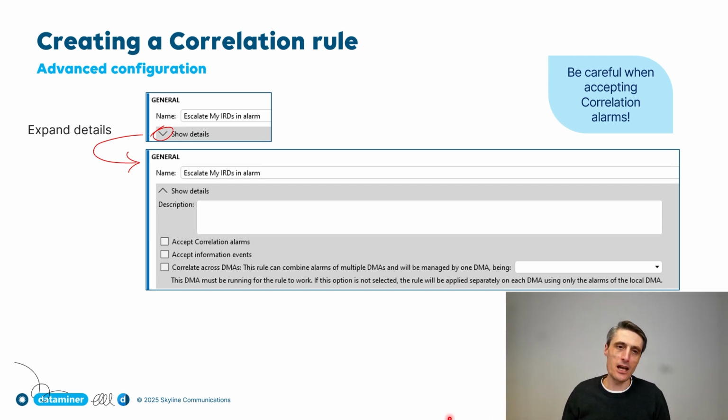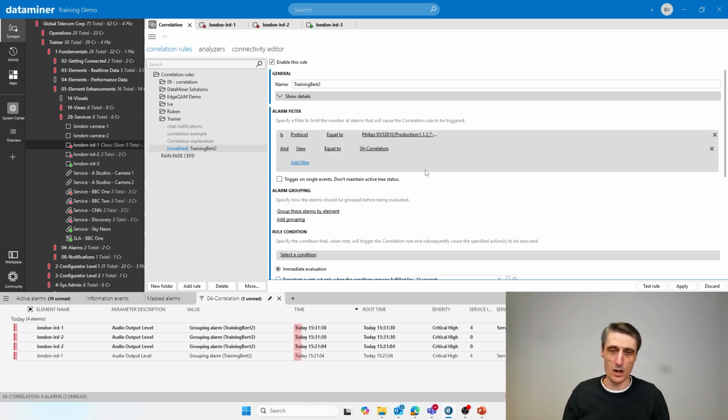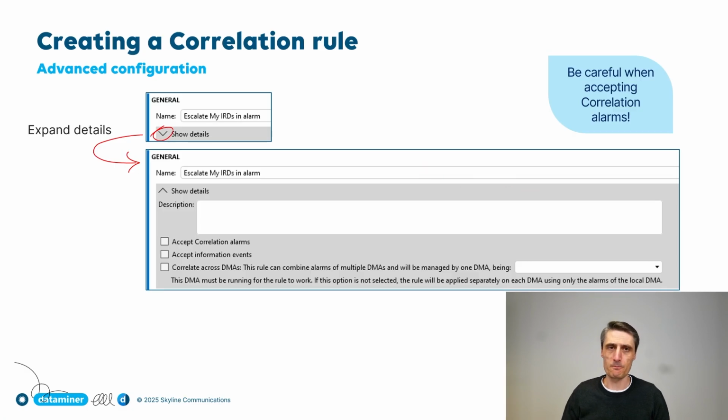By default, a correlation rule runs on a DataMiner agent and listens to those alarms. You can also correlate across DataMiner agents in the cluster, but then you need to choose which agent will be the hosting one and which will be doing the correlation actions there. So there you need to choose your hosting agent. Okay, so those are a couple of the advanced options I also wanted to mention.